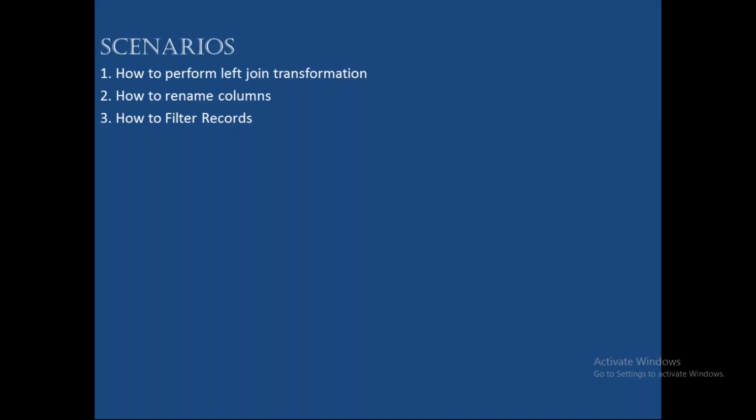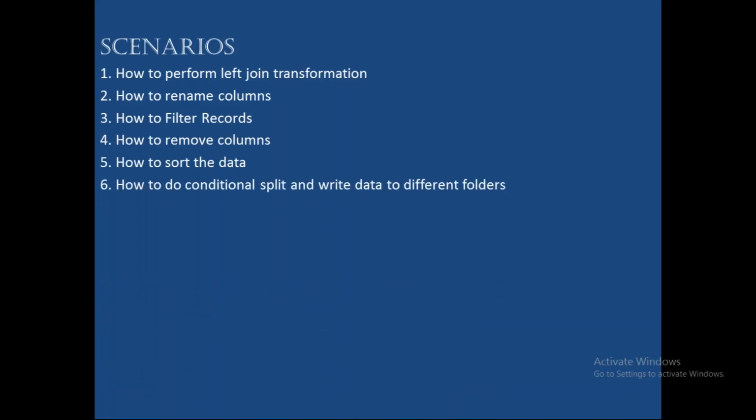I will tell you how I am going to filter out the records. Even if I explain, it will not be very clear, so in upcoming slides I will show you with some pictures so that it will be very clear for you. After applying the left join, I'm going to filter the records. Then I will remove some of the columns which I don't require. Then I'm going to sort the data. Then I'm going to split the data, how to do conditional split and write data to different folders.